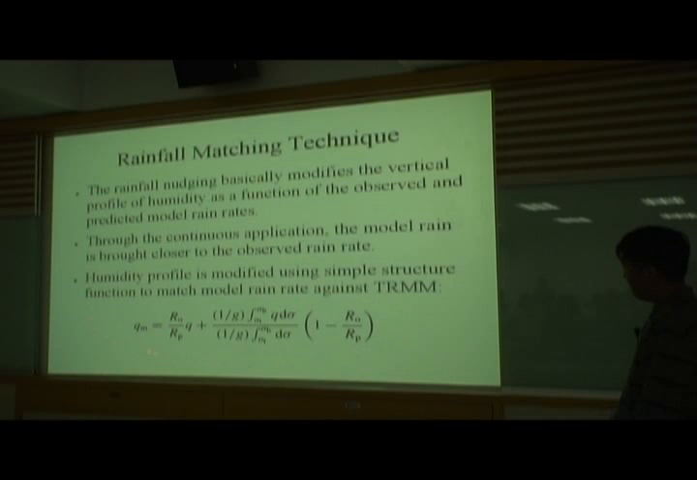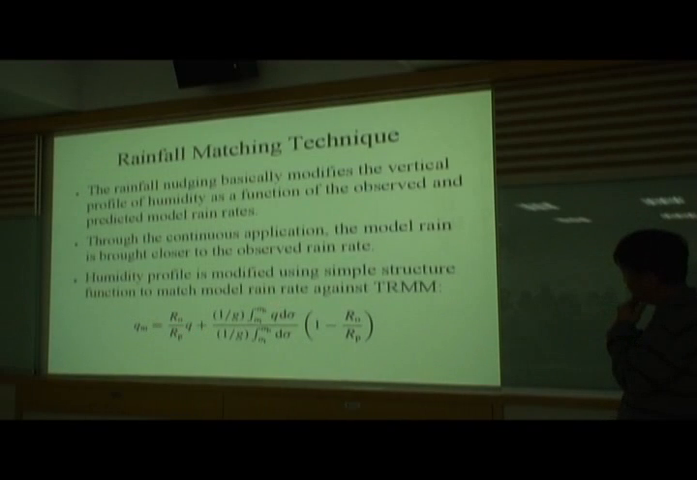This is the mathematics implemented in the code. Here, RO is the TRMM rain rate at time t, and RP is the model-produced rainfall using the convective scheme. So at time t, the convective pool scheme produces rainfall. This is the RP. And Q is the specific humidity at that time.